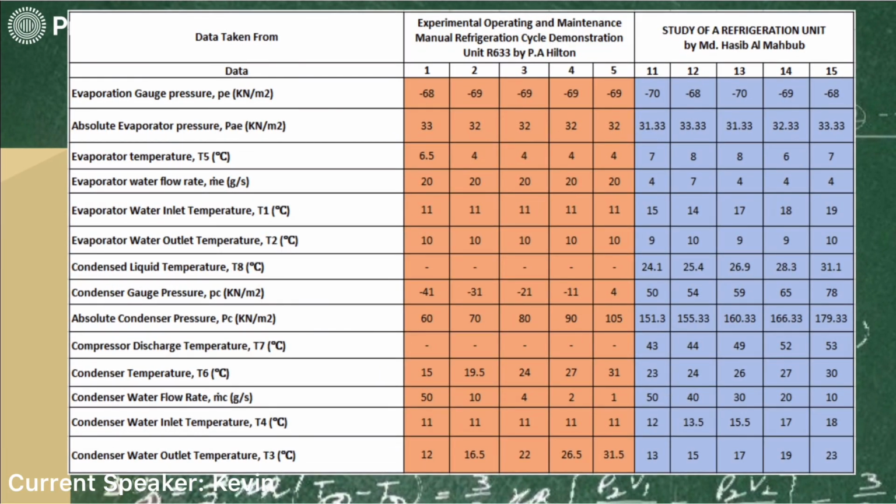This table is the experimental data for analyzing the effects of increasing the condenser temperature. There are 10 data samples, 5 samples taken by the PA Hilton, and the other 5 taken by Hasib Al-Mahbub. In this experiment, the system is isolated from airflow and the evaporator temperature is kept constant while the condenser temperature increases for each data. As a consequence, the increase in temperature also leads to the rise of condenser gauge pressure. From the table, we can see that the condenser water outlet temperature increases for each data. This is due to heat exchange through cross-flow from refrigerant fluid to coil.